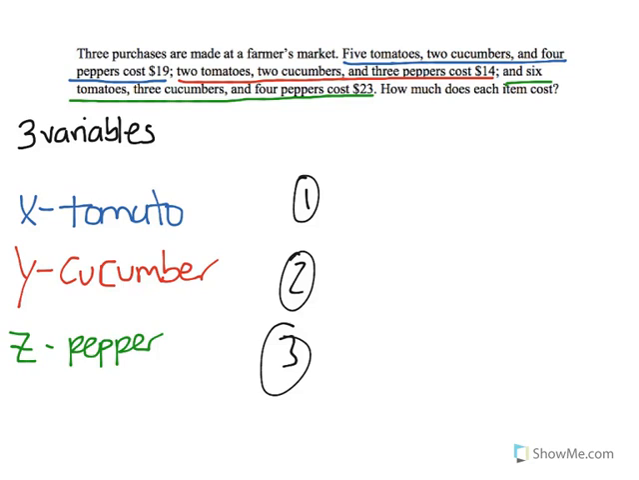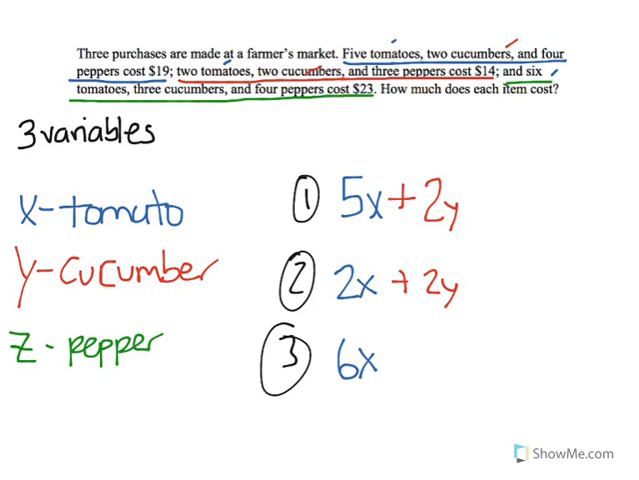So now looking at the top, I have 5 tomatoes in the first equation versus just 2 tomatoes in the second equation, and then 6 tomatoes in the third equation. So there's 5, 2, and 6. Now I'm going to go over to the cucumbers. I'm going to add 2 cucumbers for the first equation, 2 more cucumbers for the second equation, and then for the last equation we have 3 cucumbers.